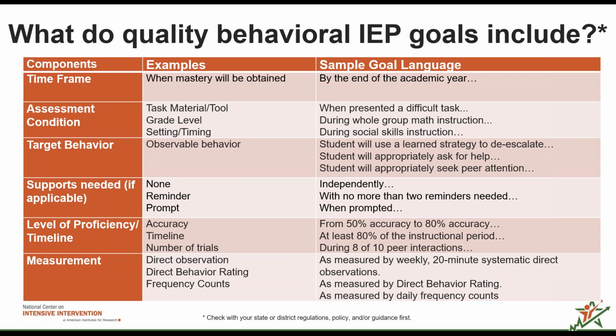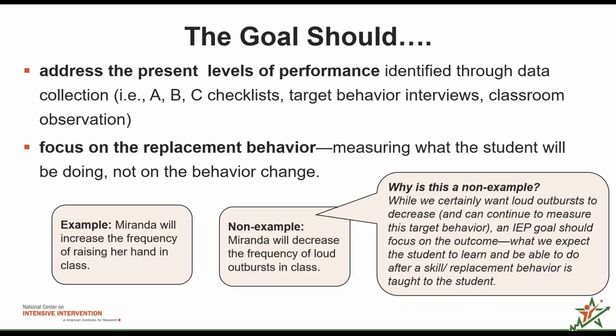And what you'll see in it is that there are examples, but then there also includes some sample goal language. And what we're saying is that the 3 dots on each, so if you look at assessment condition, there's 3 kind of categories, and then the rest of them have 3. The top line goes to the top line in each of the rows, if that makes sense.